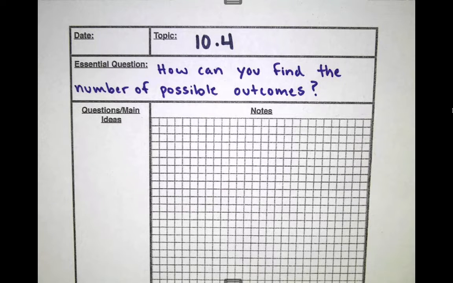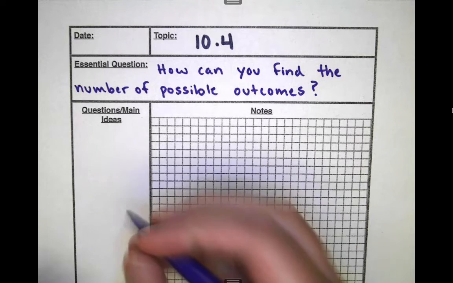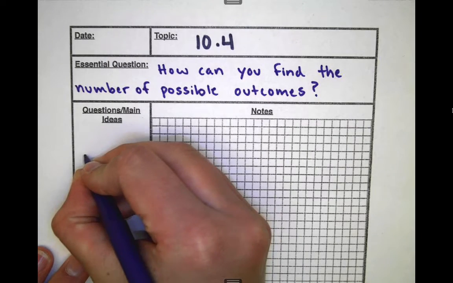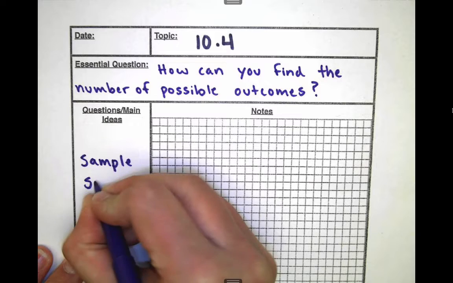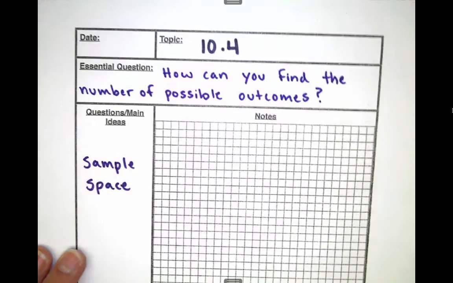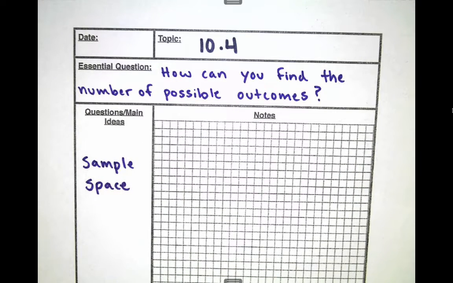So we're working in class on probability. We're talking about likelihood and what's the probability of something happening. And we're going to continue that discussion today in this video. And we're going to talk about something called sample space. So our main idea over here is sample space. And in math, when we're talking about a sample space, what we're really talking about is the set of all possible outcomes for one or more events.